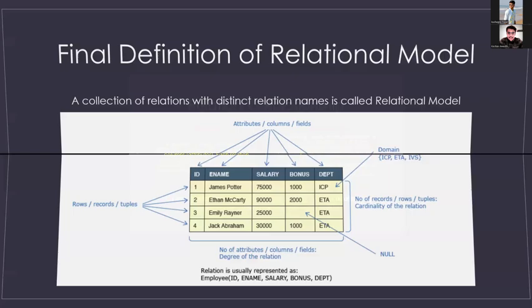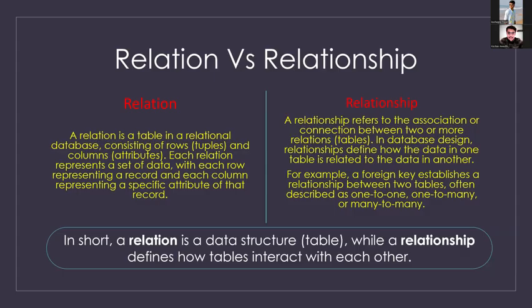Now next is the difference between a relation versus a relationship with reference to DBMS. So what is a relation? A relation is a table in a relational database consisting of rows, which are tuples, and columns, which are attributes. Each relation represents a set of data, with each row representing a record and each column representing a specific attribute of that record.